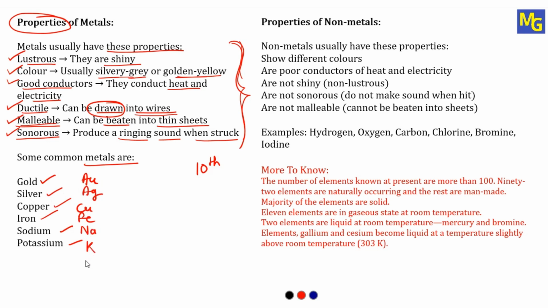So we all know the rules. If there is a single alphabet, it should be capital. And if there are two alphabets, first should be capital and second should be small. So these are some of the examples of metals.